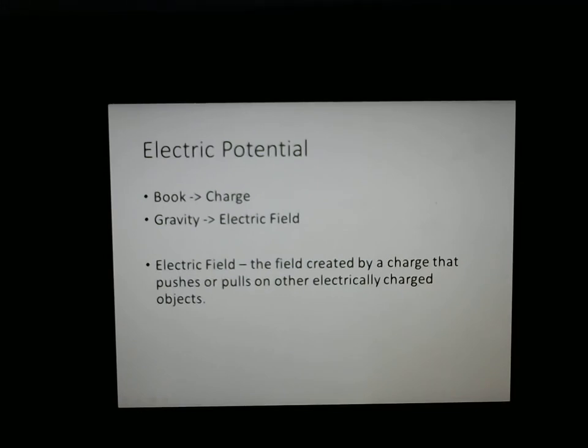Now in my field, my charge, my book, my charged book, it wants to move to the source. It's attracted to it. And so if I want to keep it away from the source, I've got to put some work in to move it away. I don't have to do any work to hold it.